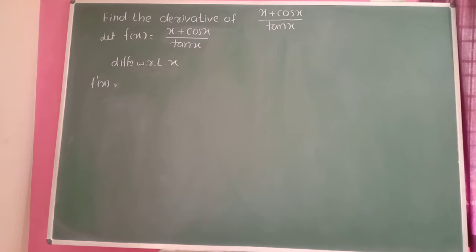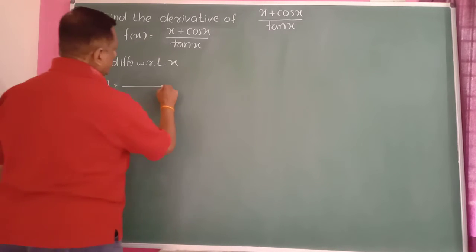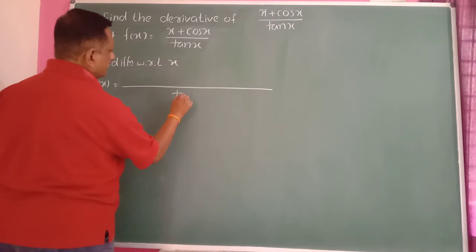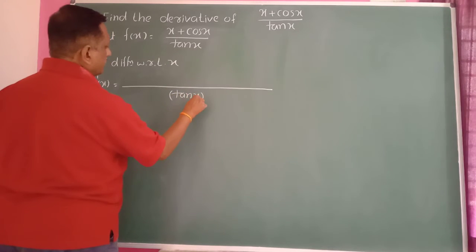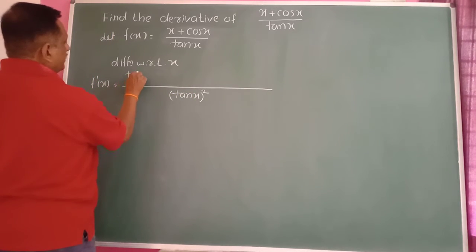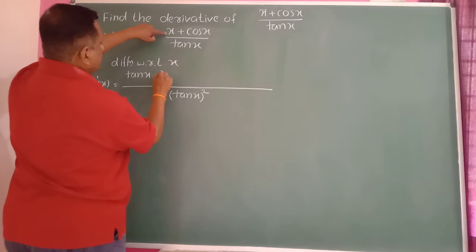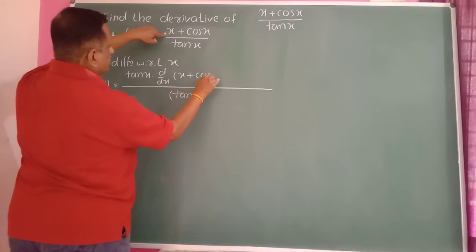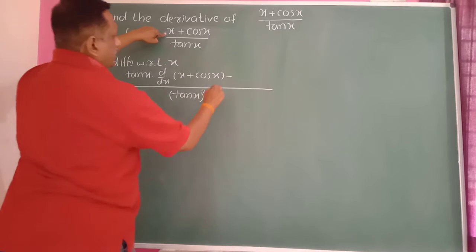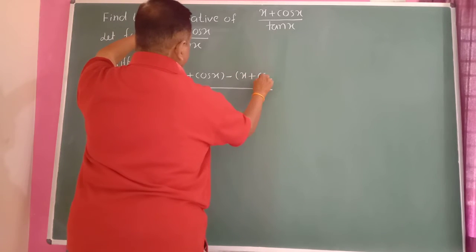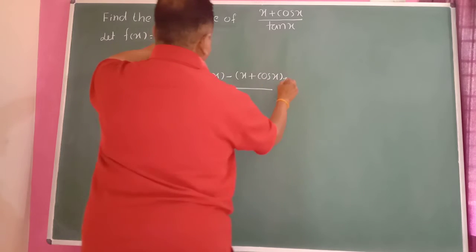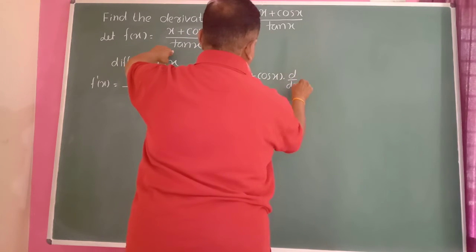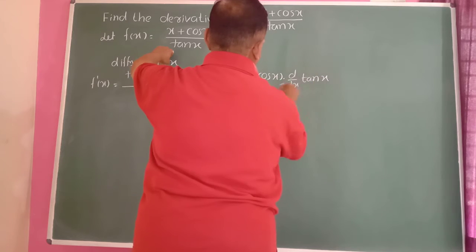So find the derivative of x plus cos x divided by tan x. Again use the quotient formula. Denominator term square, so tan x whole square. Then the denominator term tan x into differentiation of x plus cos x, minus x plus cos x into differentiation of the denominator term tan x.